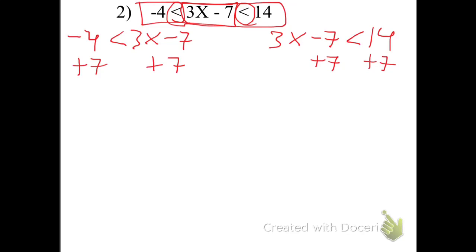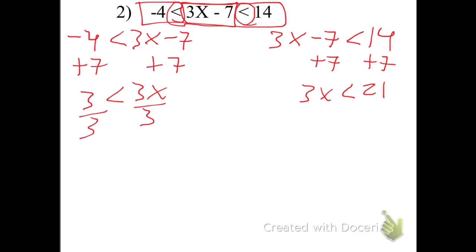-4 plus 7 gives me 3, less than 3x. Right side, I get 3x less than 14 plus 7 is 21. Now I'm going to divide by 3. So divide by 3, divide by 3. Over here I get x on my right side. Oh, just kidding. And 3 divided by 3 is 1. So I got 1 is less than x.